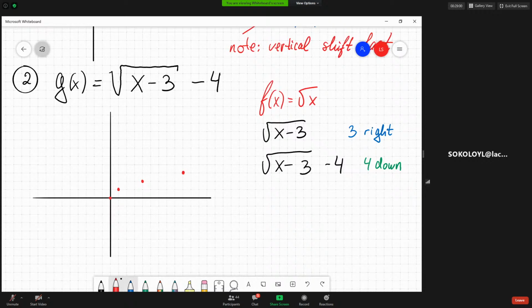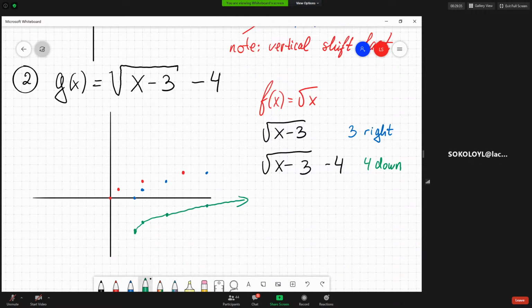Then I have my transformations. Again, minus 3 inside the function tells me 3 to the right. So each point is going 1, 2, 3 to the right. They all went 3 to the right. And then we have 4 down. So then each of the blue points is now going 4 units down. 1, 2, 3, 4. And my final version is this guy.